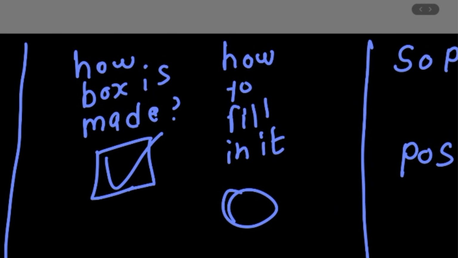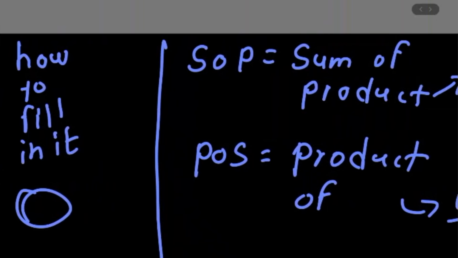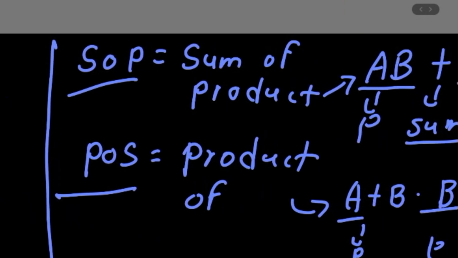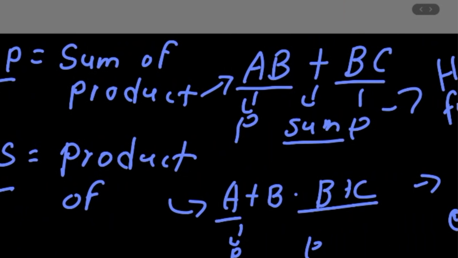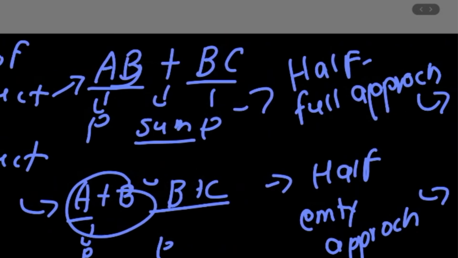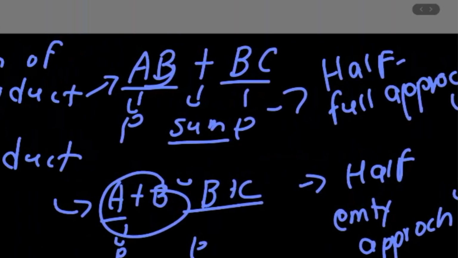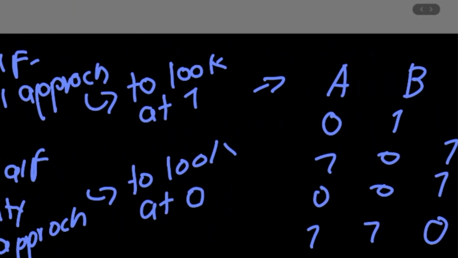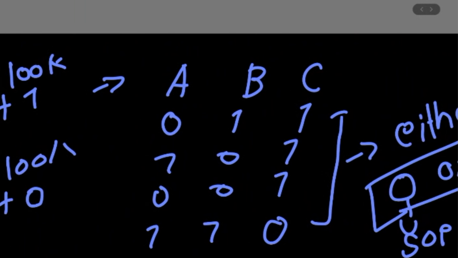To fill the box, which we have made just recently, we need to understand two terms, SOP and POS, sum of product and product of sum. So it looks like this. This SOP is known as the half-full approach and POS is known as the half-empty approach. SOP means to look at the 1s and POS means to look at the 0s. Let's see a truth table here. In the truth table, you see 0 1 1 0 0 0 1 0, and this is the output.